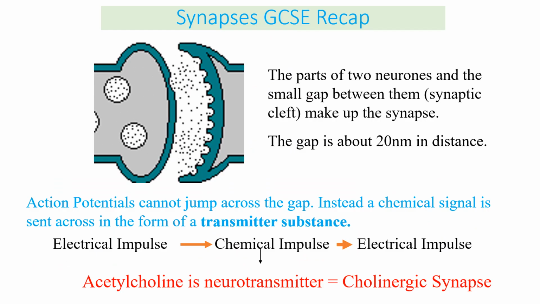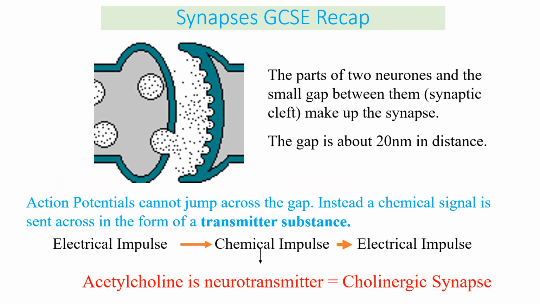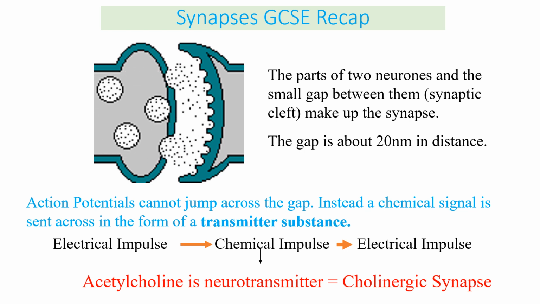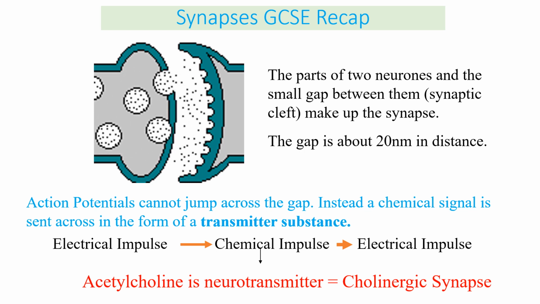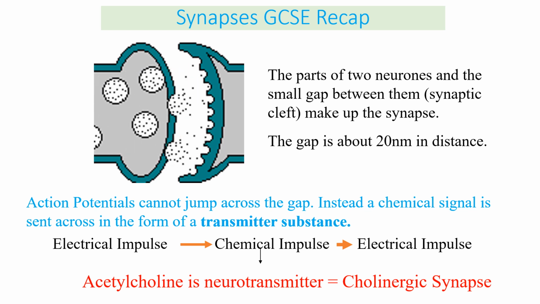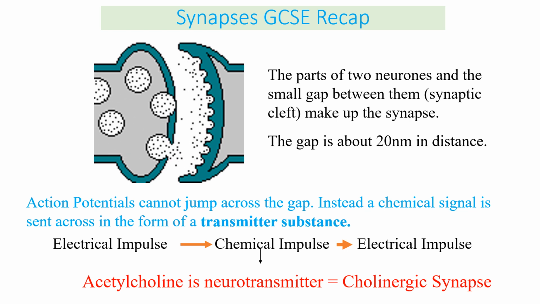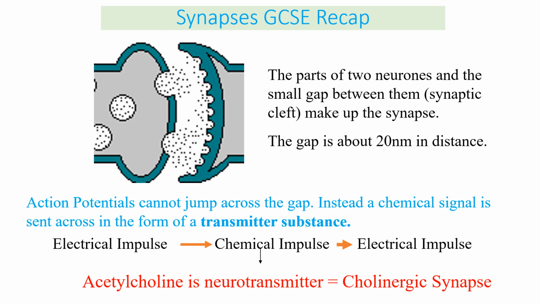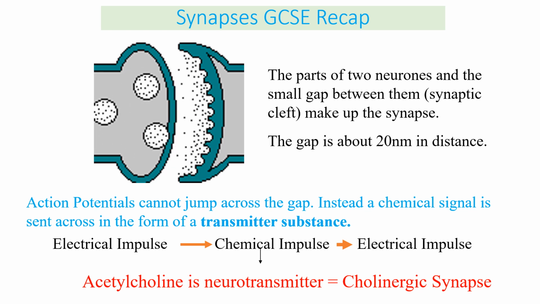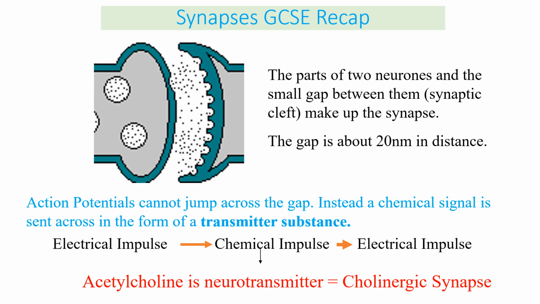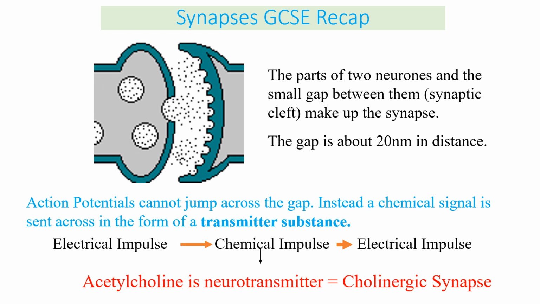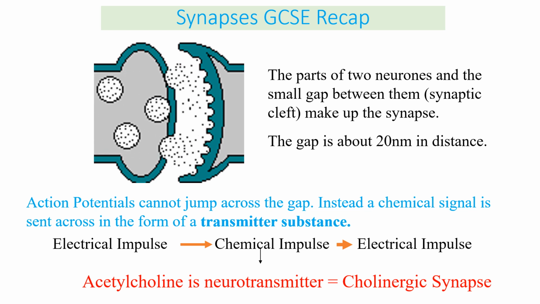From GCSE, the synapse is the part where two neurons have a gap between them called the synaptic cleft. It's about 20 nanometers in distance, which is something you need to know for A level. Action potentials can't jump across the gap, so we need a neurotransmitter as a result. It jumps from an electrical impulse in the presynaptic membrane to a chemical impulse, and then to an electrical impulse generated in the postsynaptic membrane.